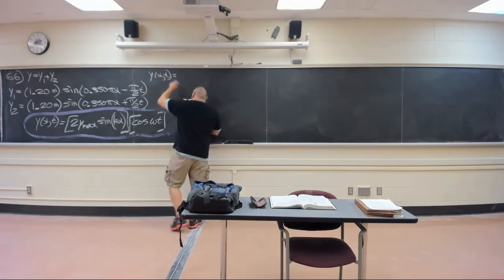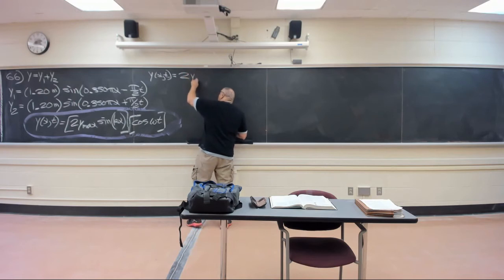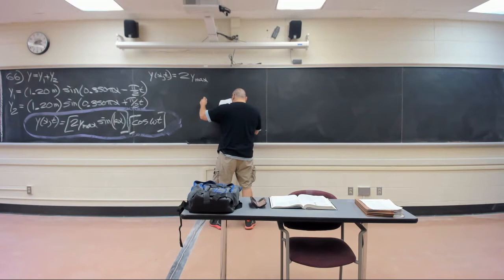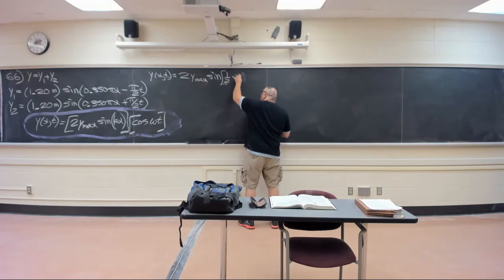If you have this right here, let me just leave that there. 2 y max. Y max is the same as capital A, amplitude. So we're not going to have too much of an issue there. Sine of 1/2 alpha, and this is what does it. And this is what makes it happen, you guys.